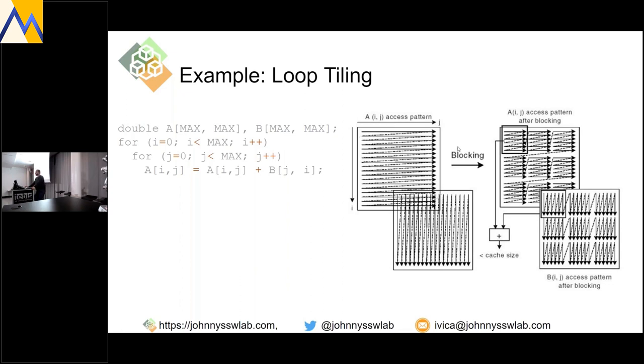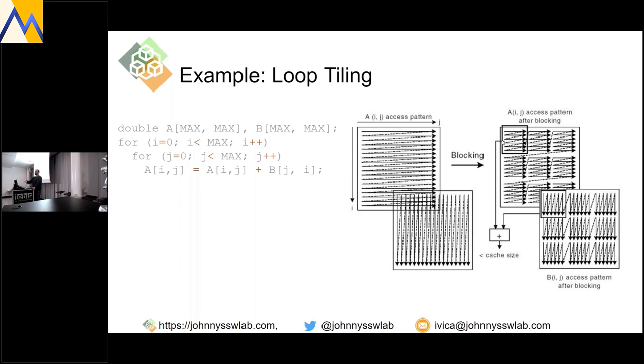So what we should do is called loop blocking. We break this original problem into smaller ones. Now we are iterating over, let's say, small matrices. They have a smaller size, and because of that, they fit the fastest caches, and that's the reason why this technique actually works.